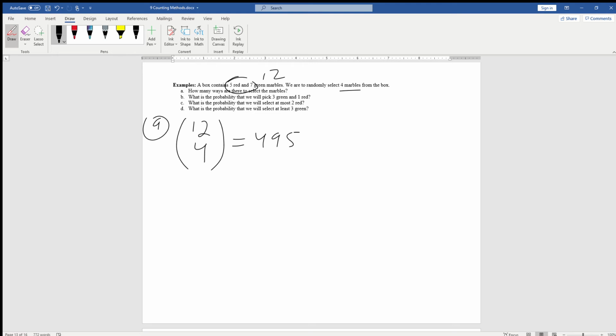Now this is important because this is the total number of ways that we can select. And this is actually going to be our denominator, so long as the number of marbles that we're selecting does not change in total. Okay, so this is going to be the total number of ways to select.